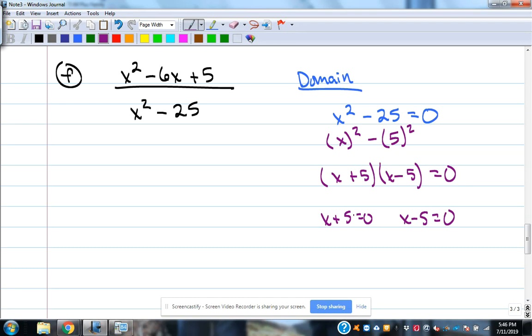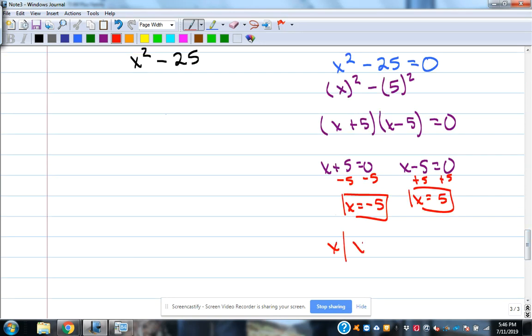And I know you probably can take some shortcuts on that, and I'm fine with that. Negative 5 and positive 5. So my domain will be all x's as long as x does not equal negative 5 or positive 5.